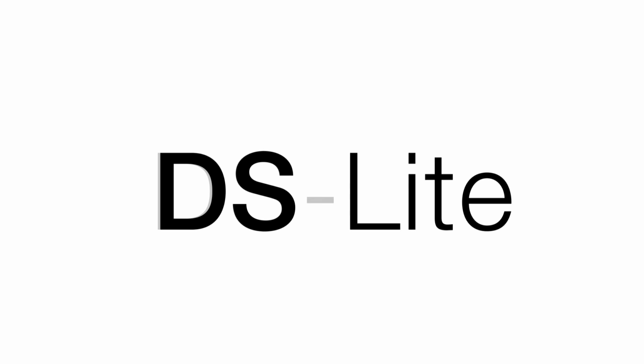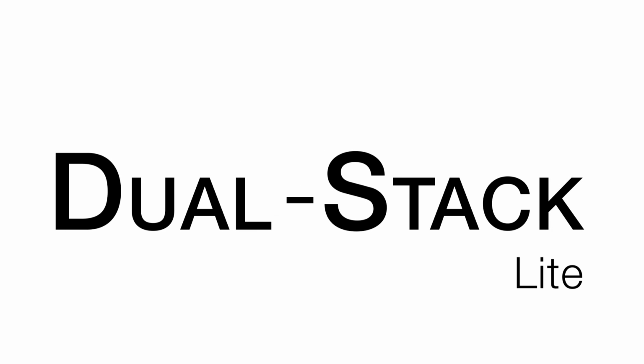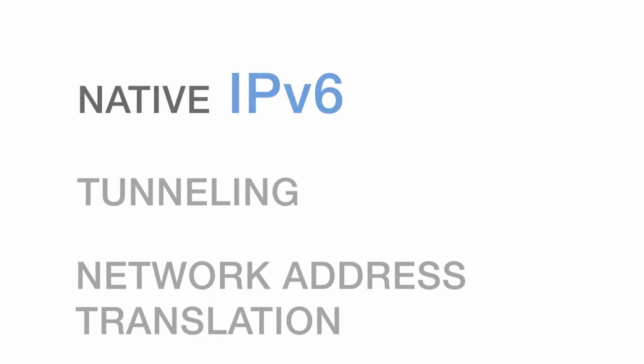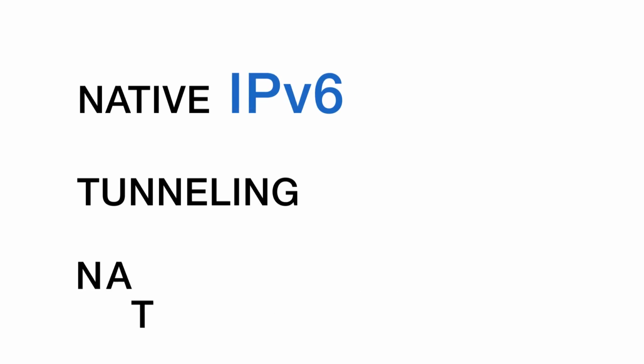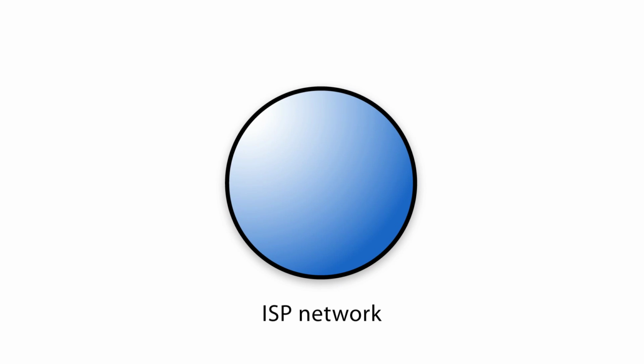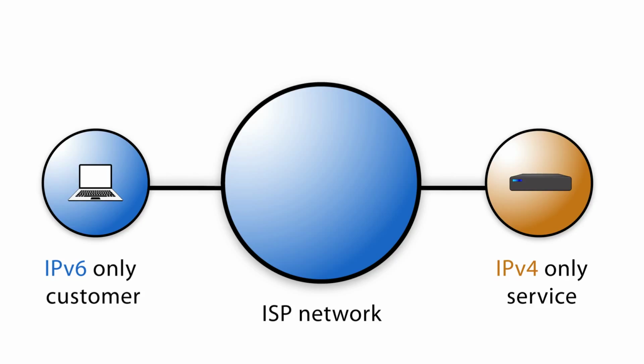DS-Lite stands for Dual Stack Lite. It is a transition mechanism based on native IPv6, tunneling and network address translation. DS-Lite allows an ISP to give access to IPv4-only services for customers that have only native IPv6.